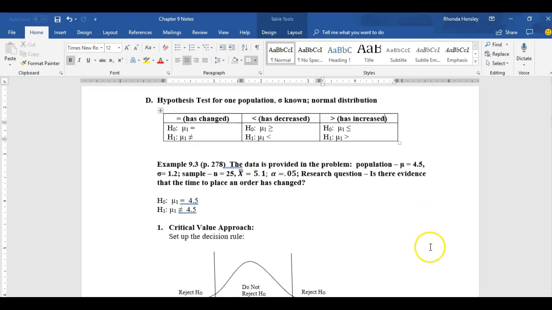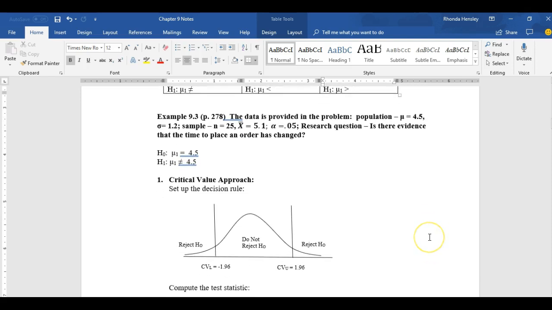So the first example using this, data on page 278, example 9.3 in your book, we have a situation where we think the mean in the population is 4.5. We think the standard deviation is 1.2. I think these are minutes of time people wait. And then from our sample data, we take a sample of 25. We compute a sample mean of 5.1 minutes, and we choose a level of significance of 5%.